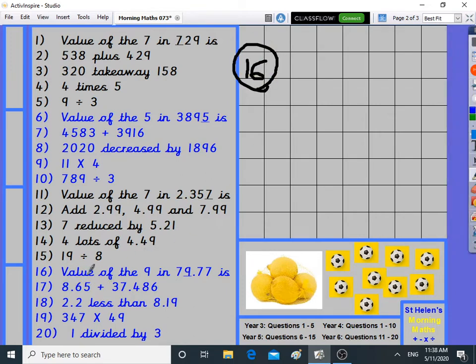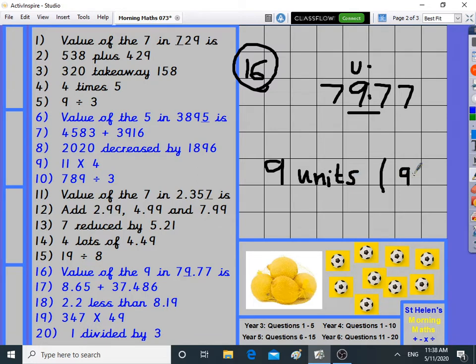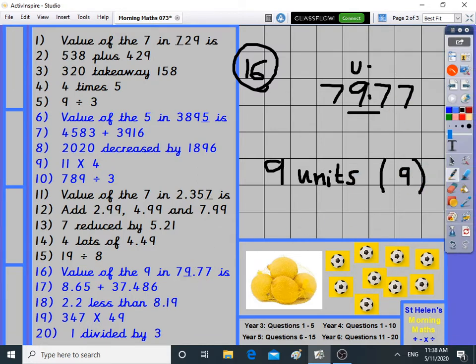So the value of the 9 in 79.77. Line up the point. Units is before the point. And that's the one they want, isn't it? They just want the units. So 9 units. Could put the other hats on, but we straight away got the one we wanted. 9 units is just worth 9. Quite easy as long as you're careful. Decimals are there just to try and trick you.